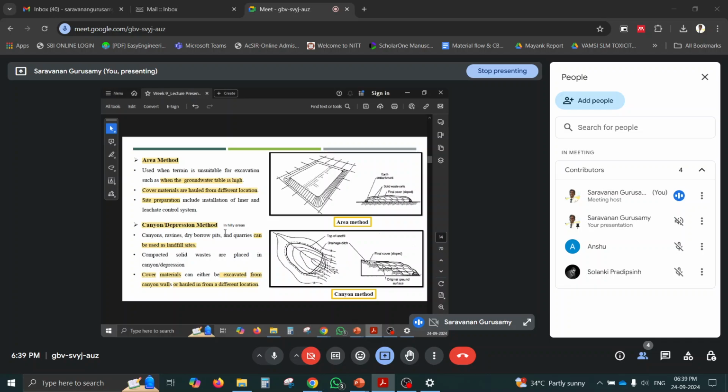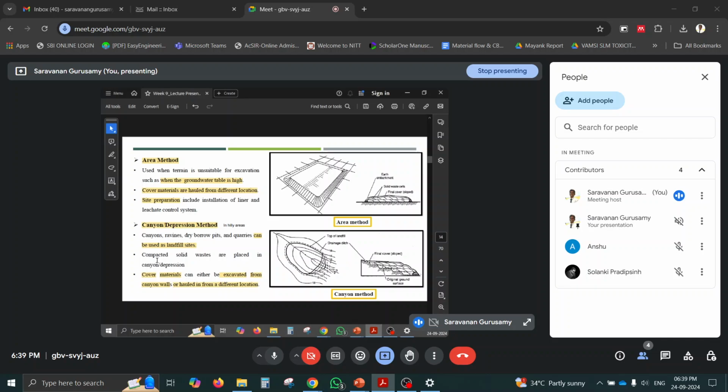Then the canyon or depression method will be for hilly regions. In hilly regions, there are ravines, dry borrow pits, and quarries, abandoned quarries you can say. After mining, people will abandon the quarries. These abandoned quarries can be used as landfill sites because they have a natural barrier system. Compacted rock will be there, so we can use that as a landfill site.